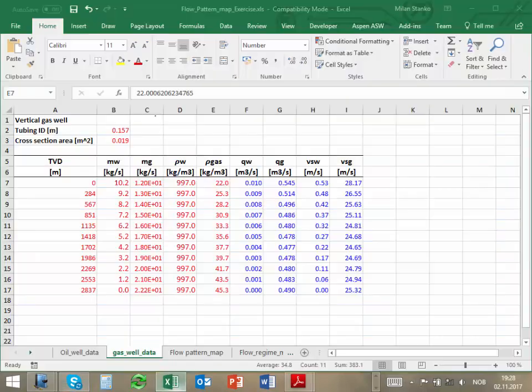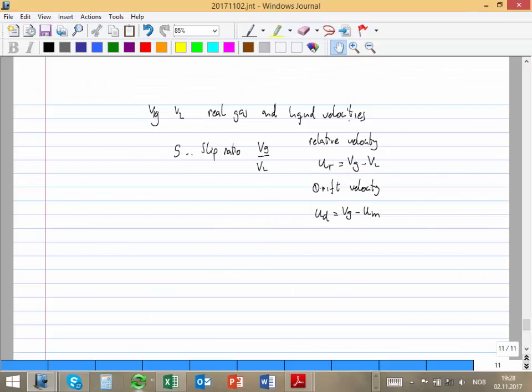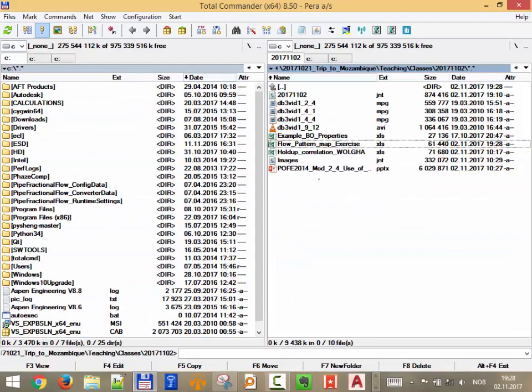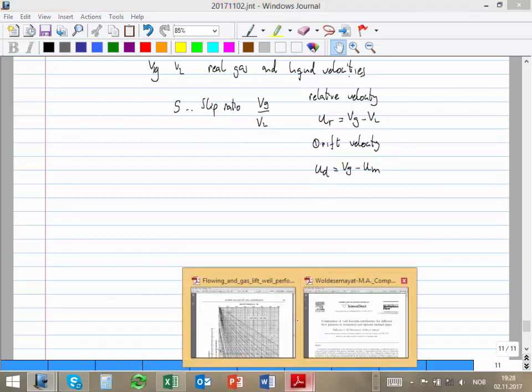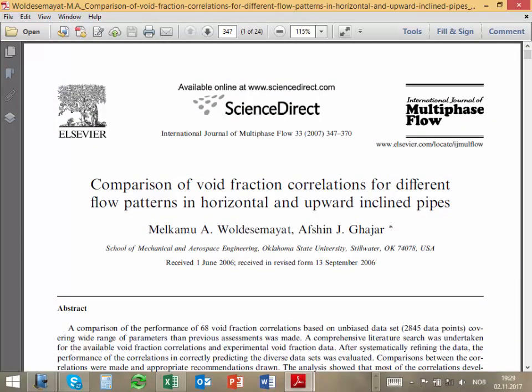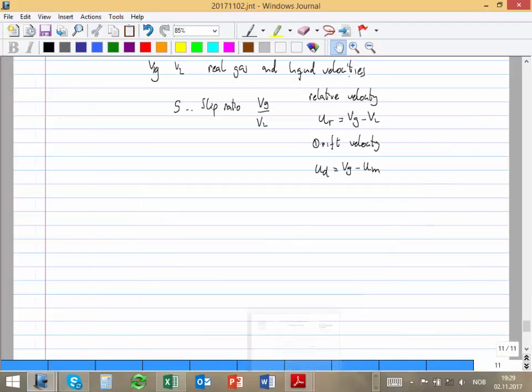So let's open the other exercise. And with that, let's see if we finished. Holdup correlation. I'm going to find the paper here. There are many people that try to make correlations, try to predict exactly this slip, or this holdup. Many people try to find this holdup of liquid as a function of a bunch of things. They have defined inclination, diameter, pressure, the densities of the phases of the liquid, of the gas, USL, USG, etc. Many people decide what to use, and they still haven't really found a good solution.